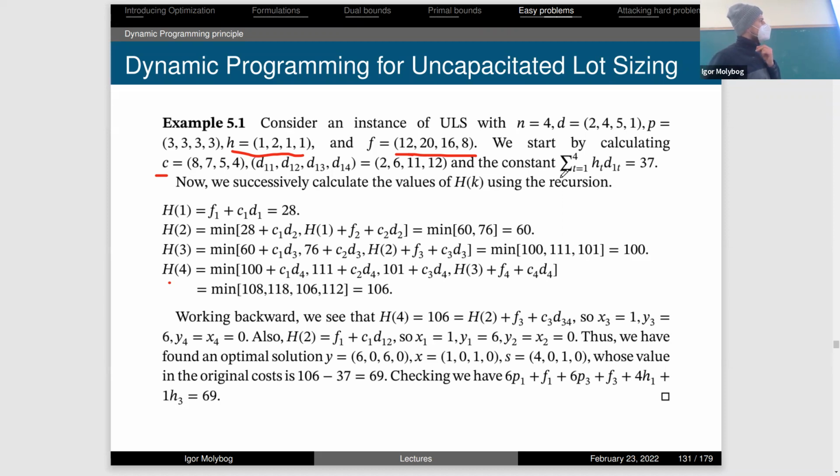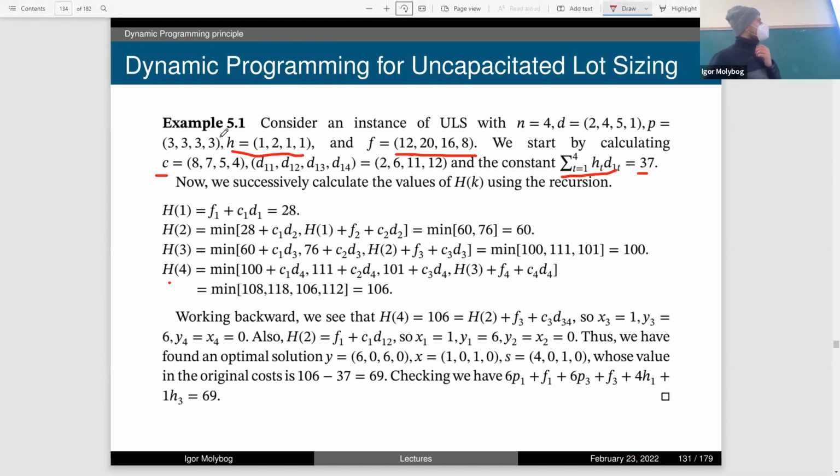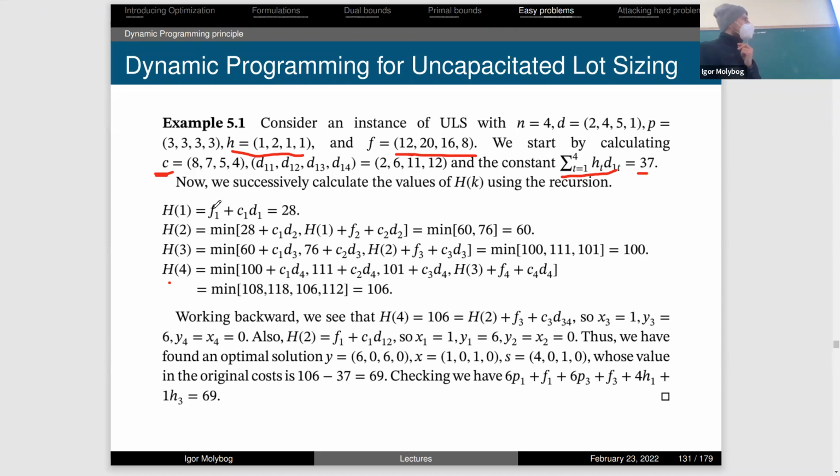And the constant that we would need to subtract in the very end is equal to 37. So now, as we know the constant, we can just switch to the new coefficients and forget about everything else. We successfully calculated the values of h of k using the recursion.